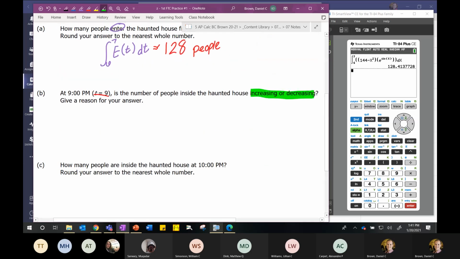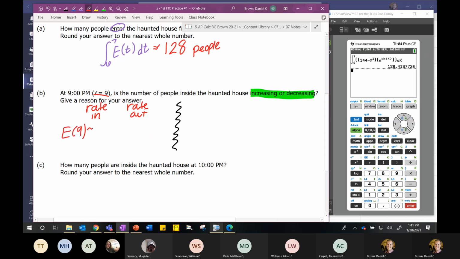There are 2 ways that we can approach part B. One way that I think more students look at is you can compare the rate in and the rate going out. I think that's how most students would see it. Most of you will probably see it that way. Well, what's going to be the rate going in? That's going to be whatever E of 9 is.